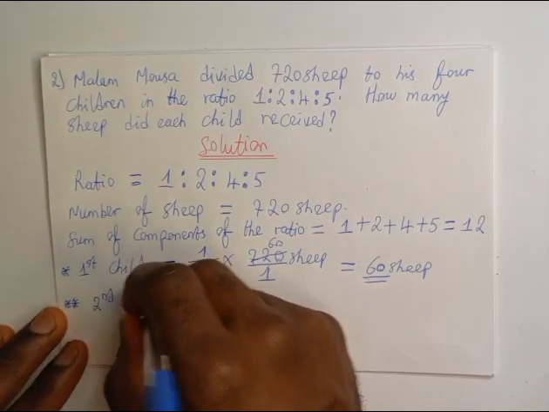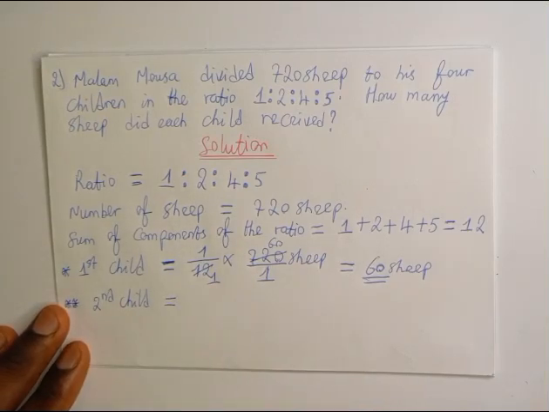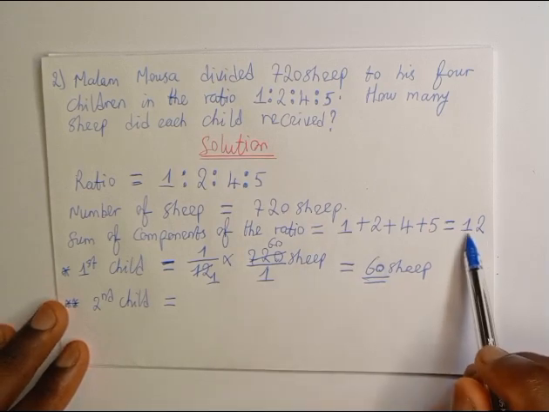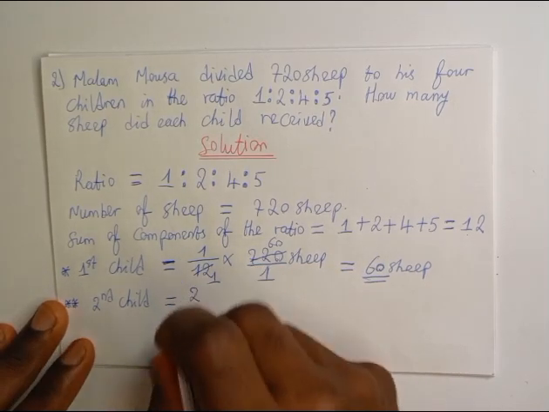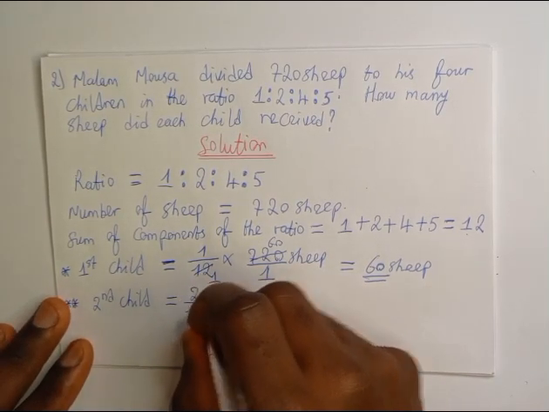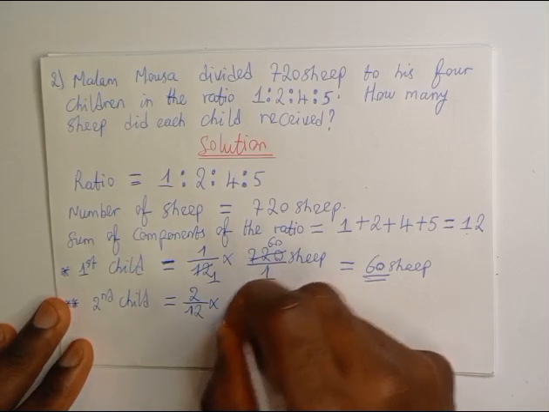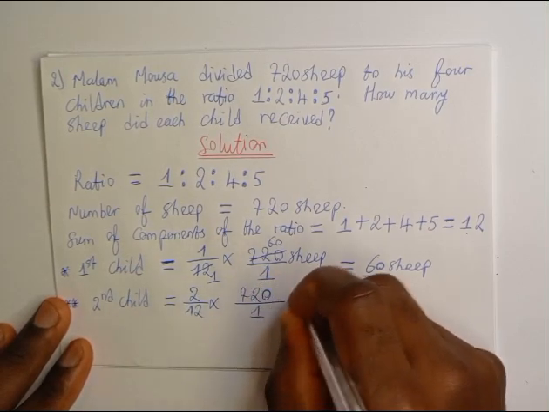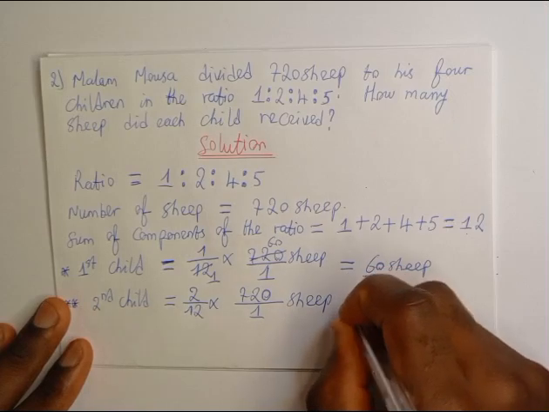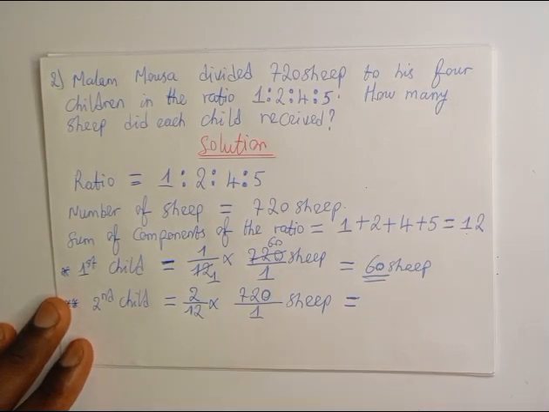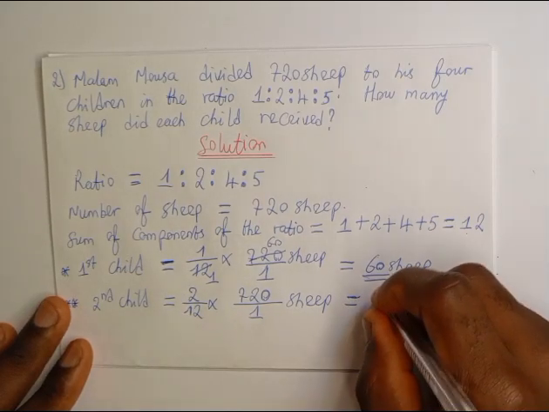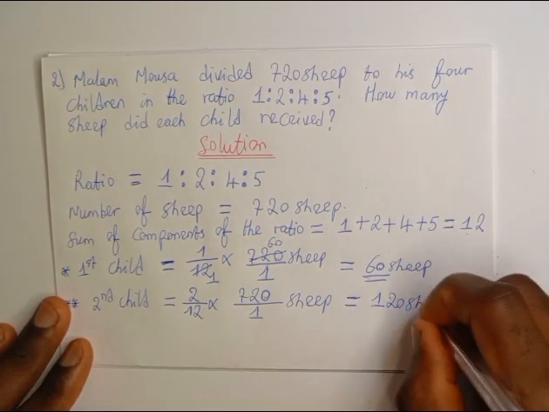Going off to the second. The second child will receive, we are going to multiply the fraction of the second child by the number of sheep. Out of the 12 things, the second child receives just 2 parts. 2 over 12 times 720 all over 1 sheep. 12 goes into 720 60 times. 60 times 2 gives us 120 sheep.